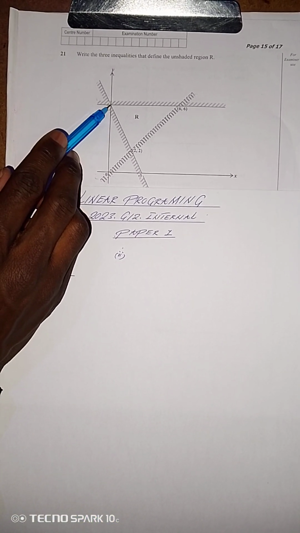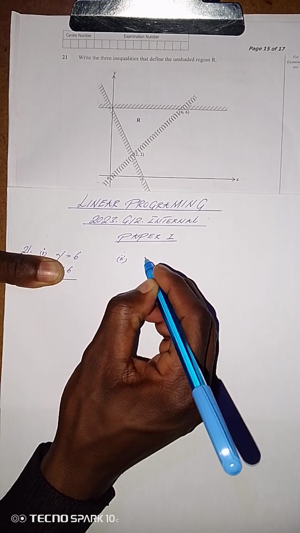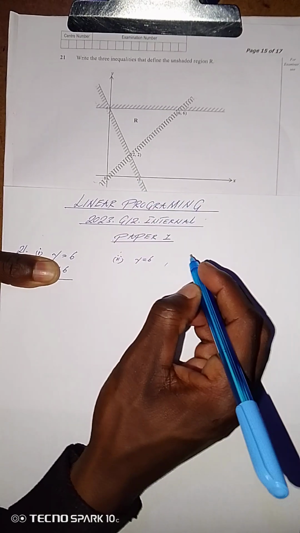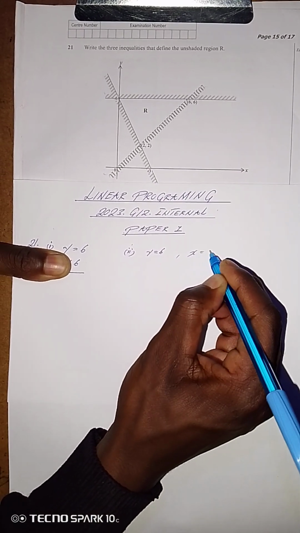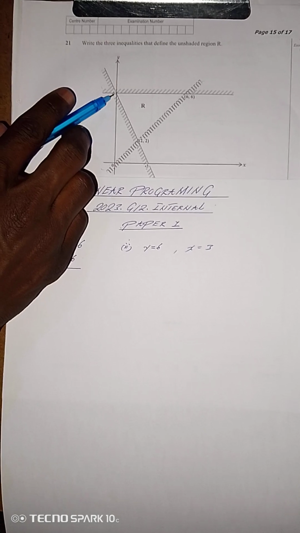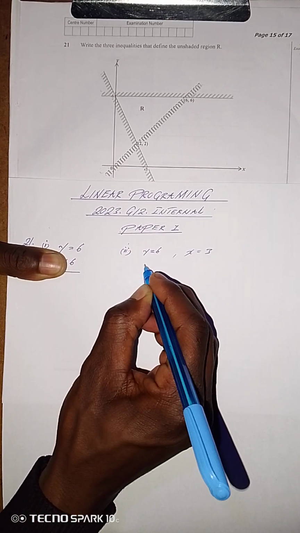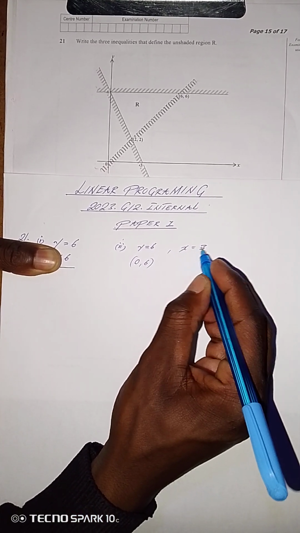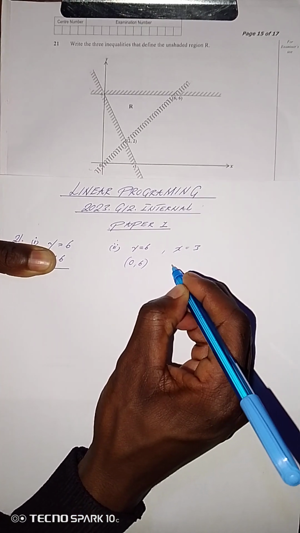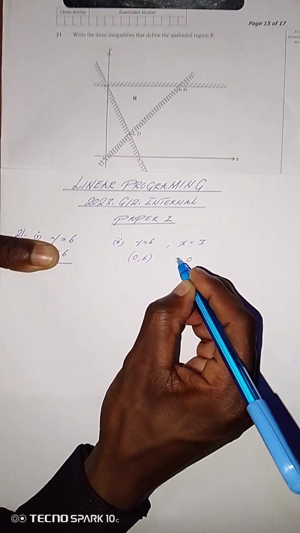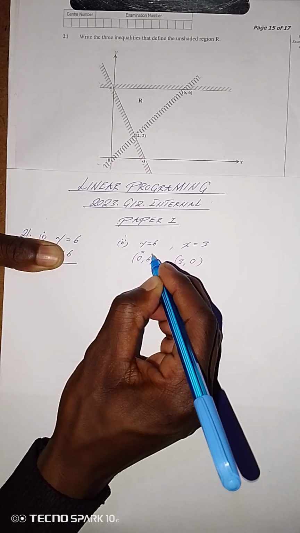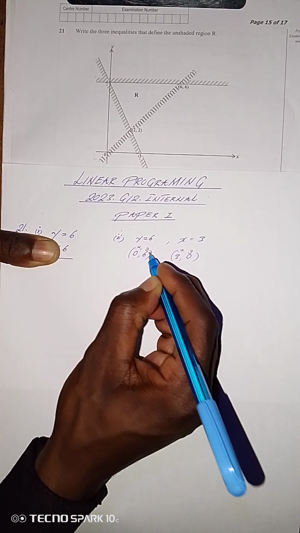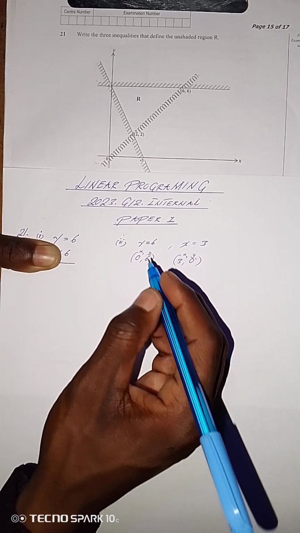I'll start from here. Here y equals 6, and here we have x equals 3. So when y equals 6, meaning x was 0, we're going to say 0 comma 6, and then this one x is 3, meaning y was 0, so it's going to be 3 comma 0. You pick them like this. So this one is x, this one is y, x, y. The first one is x1 y1, second x2 y2. So now find the gradient here.